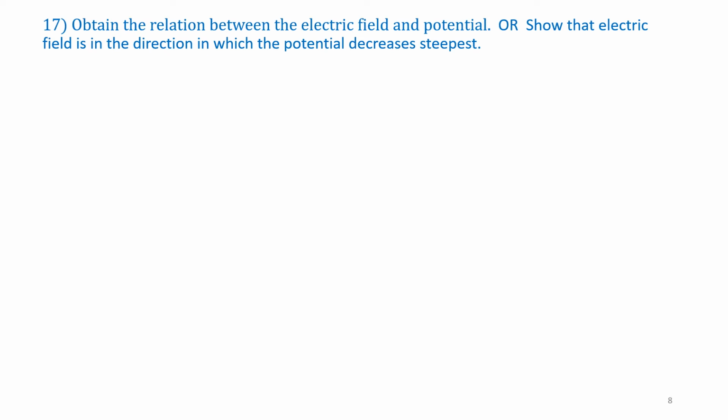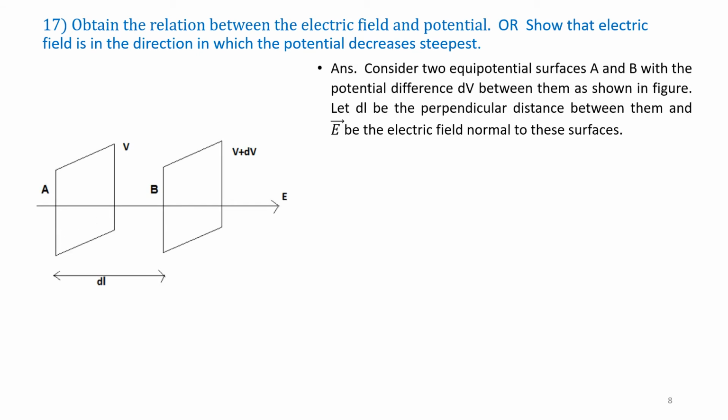Question number 17. Obtain the relation between the electric field and potential, or show that electric field is in the direction in which the potential decreases steepest. Consider two surfaces A and B with potential difference delta V. So this is surface A, surface B separated by a distance delta L, and the potential of A is V and the potential of B is V plus delta V. So the potential difference between the two plates is delta V.